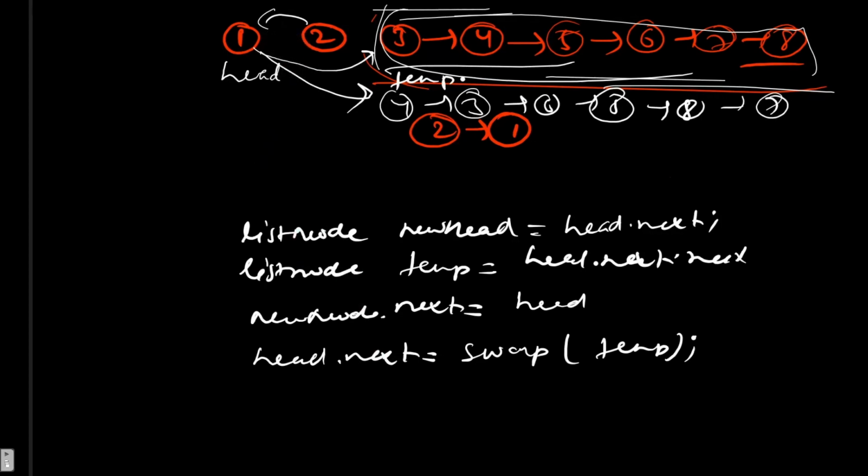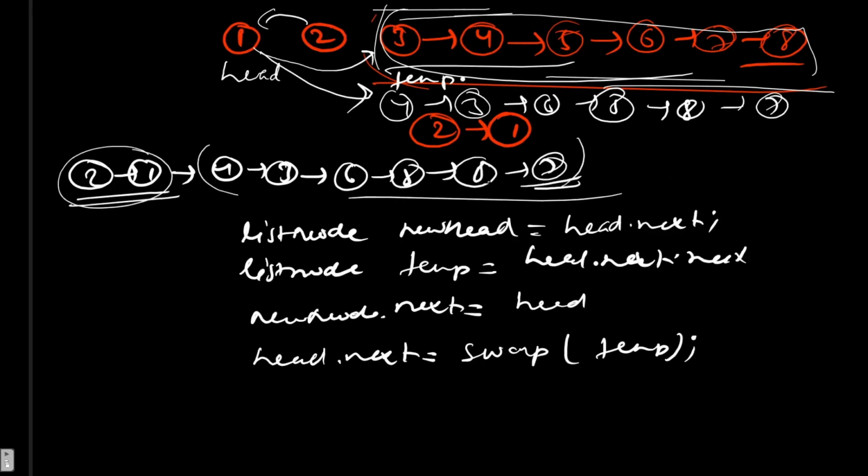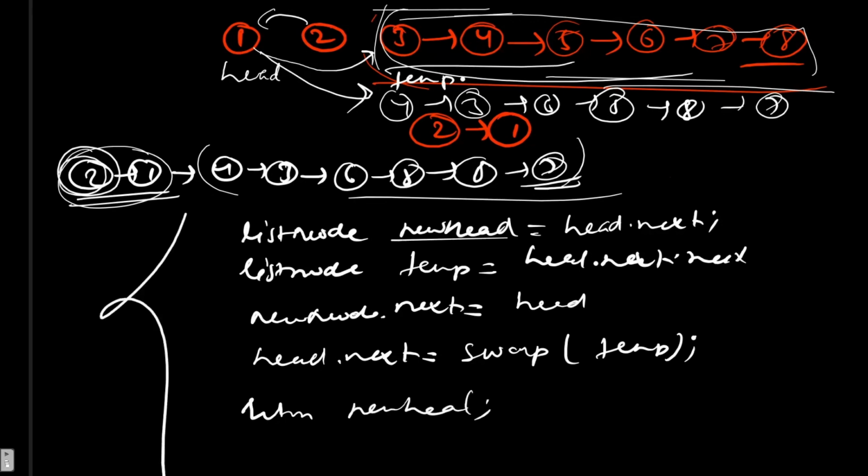Now if we see, 2 is pointing to 1, and 1 is pointing to 4, 4 is pointing to 3 and 6, and then 5, similarly 8 and 7. So we have only solved this part, and the rest will be solved using recursion. And then at last we have to return this new head that we had created. So this is the pseudocode that we have to follow and write the code for the same.